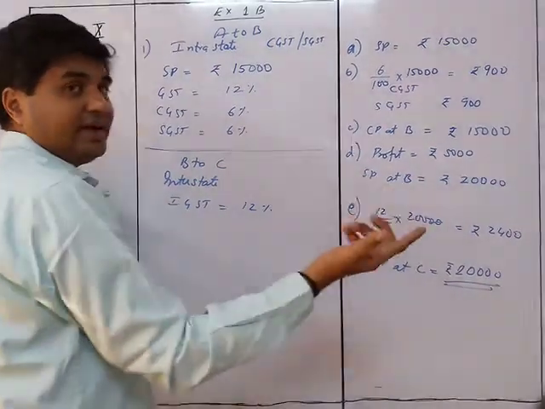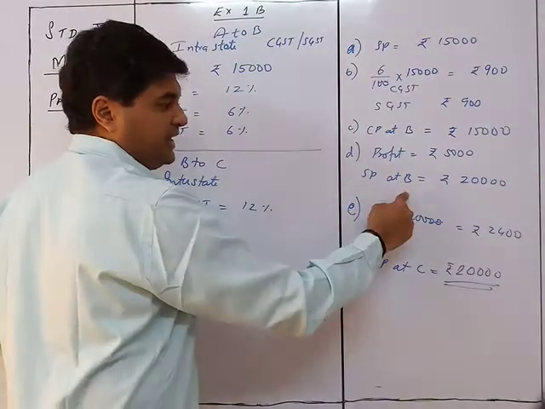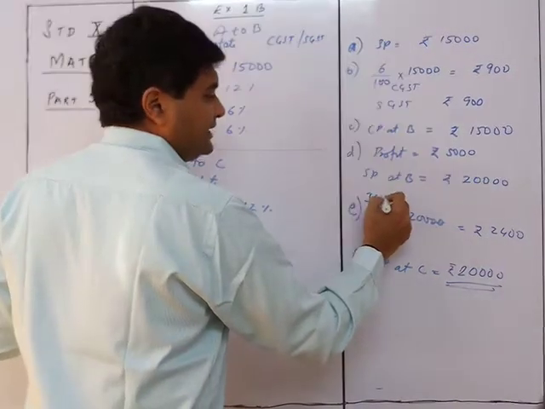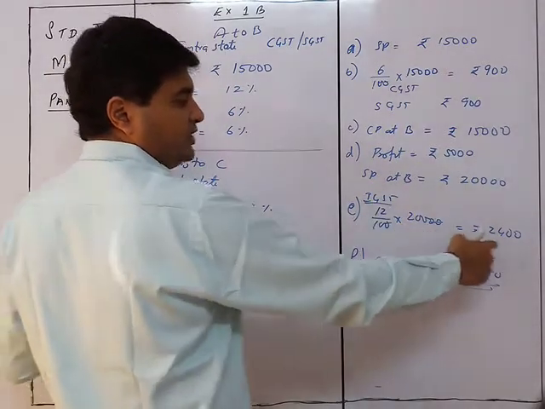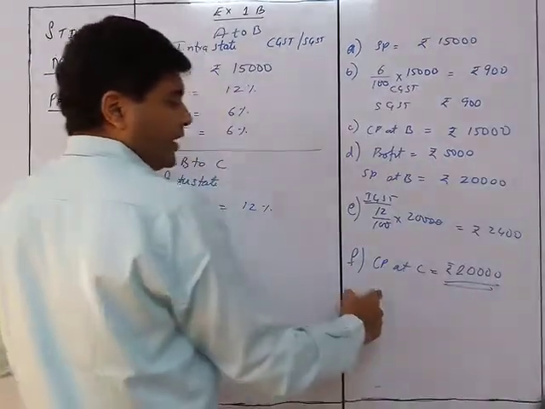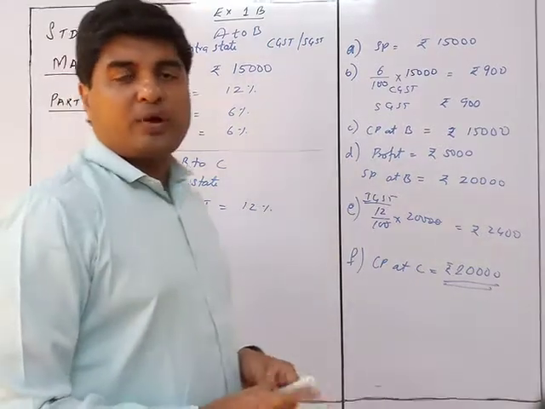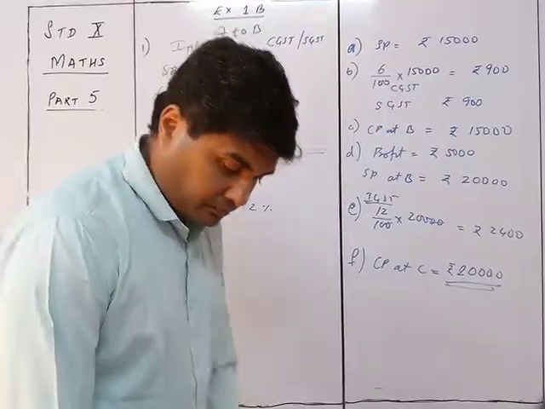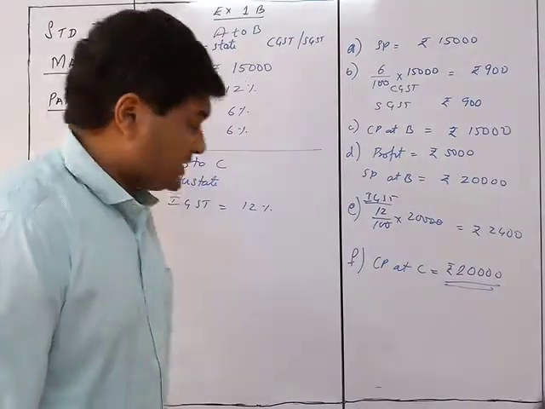This 20,000 that B got, he is selling it to C, which is outside that particular state. So when he is selling it to C, he is putting IGST. IGST will be 12% of 20,000, that is 2,400. And accordingly, the cost price for C will be only 20,000. Okay, we move on to the third sum.